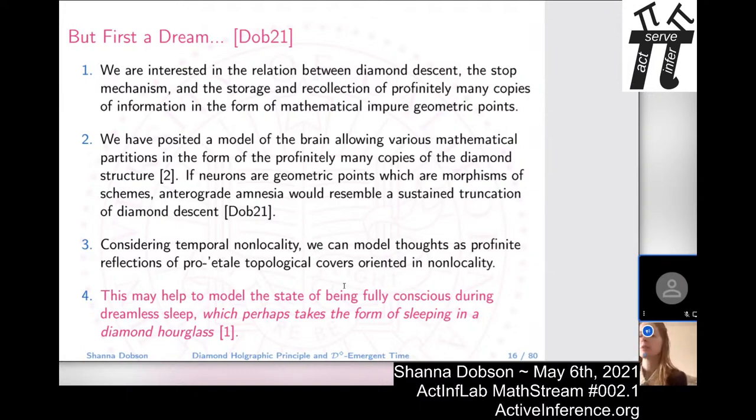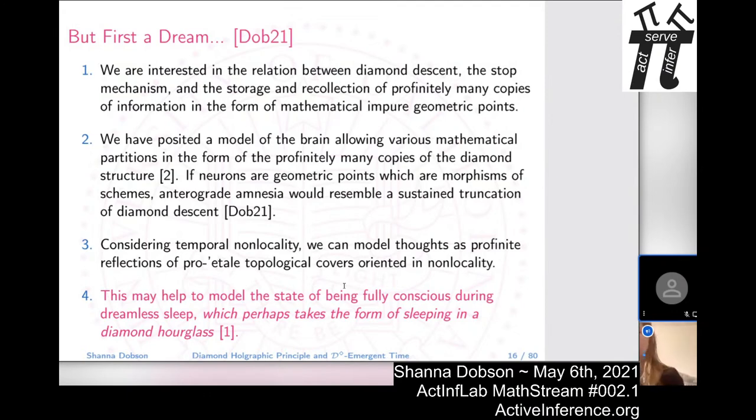So we posited a model of the brain that allows for various mathematical partitions in the brain in the form of profinitely many copies of the diamond, right? So the neurons are geometric points, which are morphisms of schemes. Like I said, then maybe anterograde amnesia would resemble some kind of sustained truncation of diamond descent. Why are those maps continuously cut? Which is why I'm very interested in this object persistence.